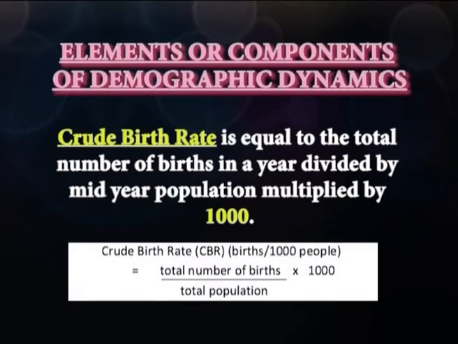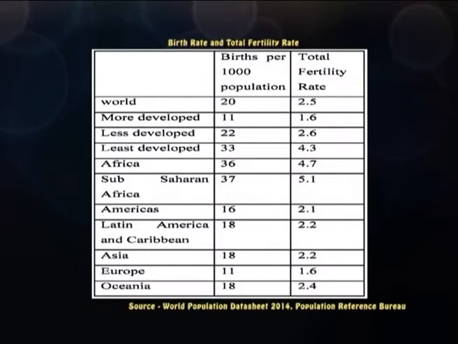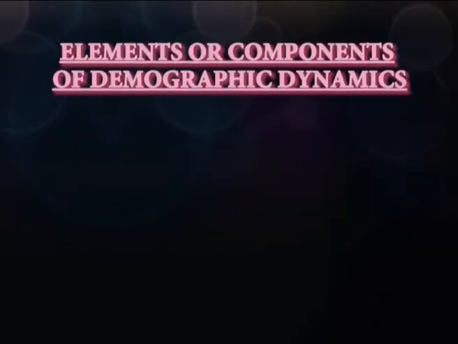Crude birth rate is simply equal to total number of births in a year divided by mid-year population multiplied by 1000. Table 1 now shows the crude birth rates and total fertility rate for the world and major regions. The total fertility rate is 2.5 and births per 1000 are 20 for the world.